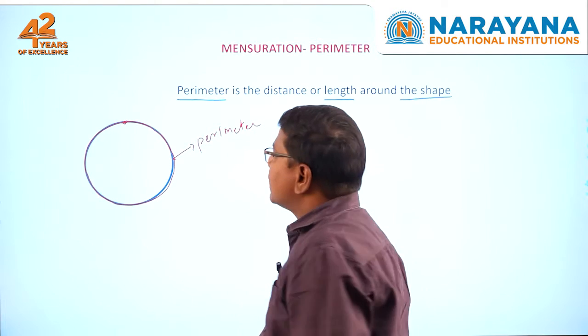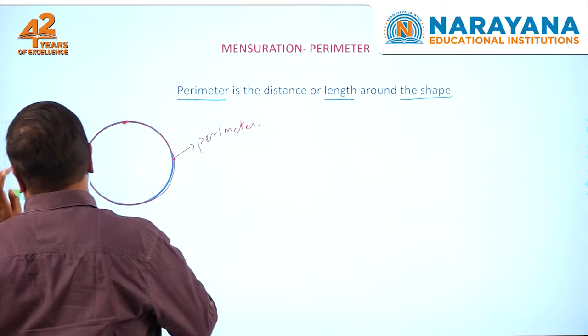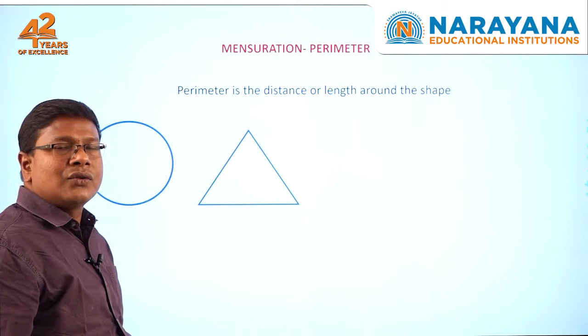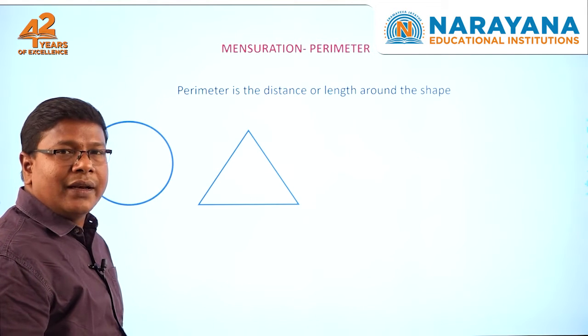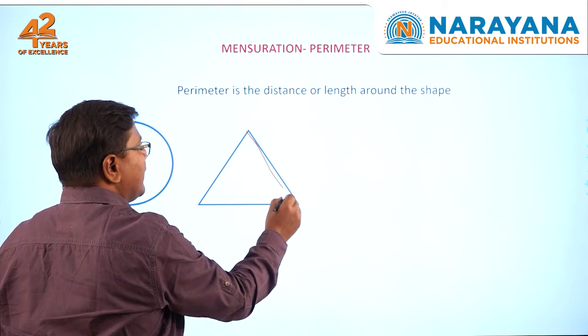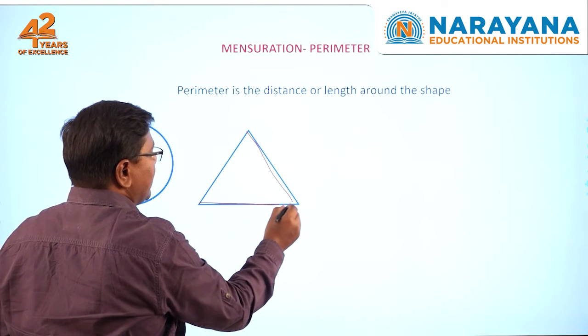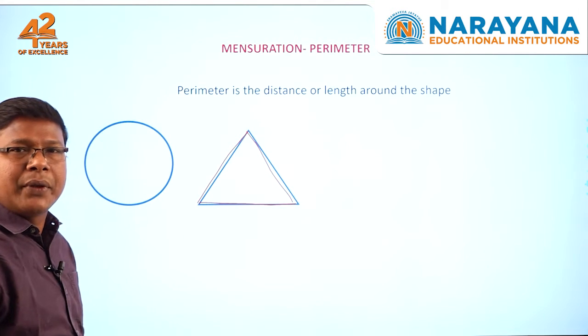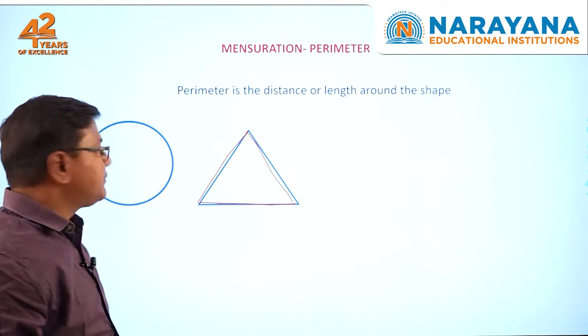Suppose we come to one more shape like a triangle. So, how will you get the perimeter of the triangle? Total distance: the length of this side plus the length of this side plus the length of this side, the sum of these three sides gives the perimeter of this triangle, okay.